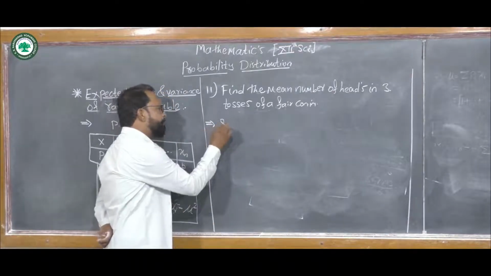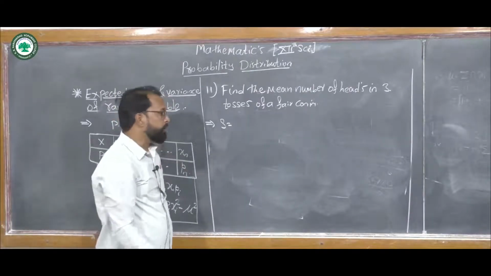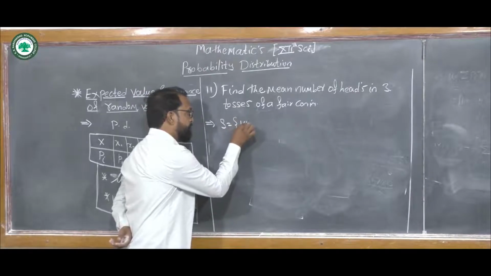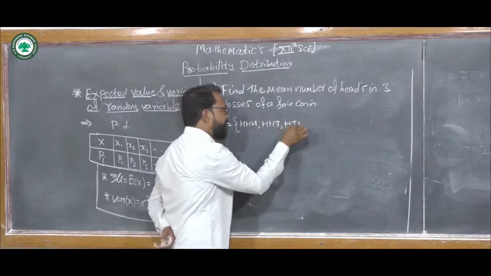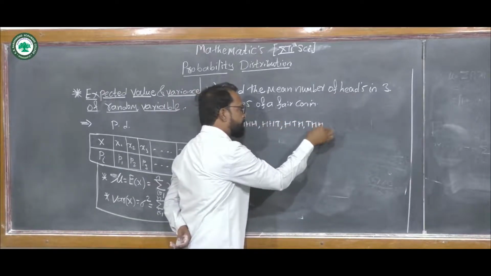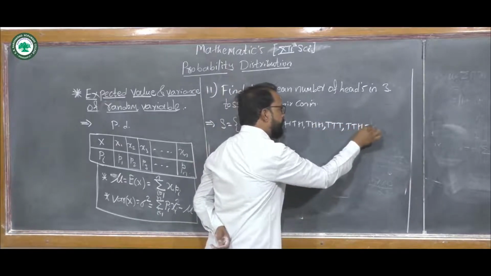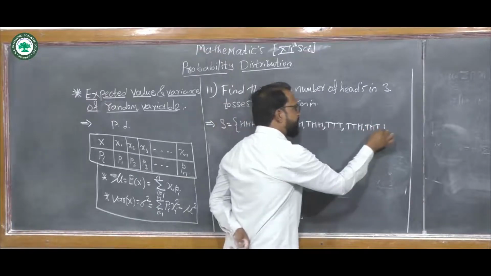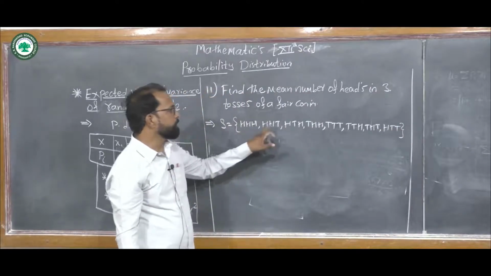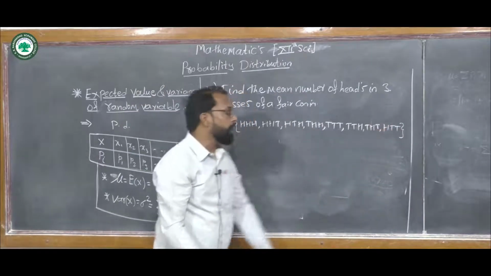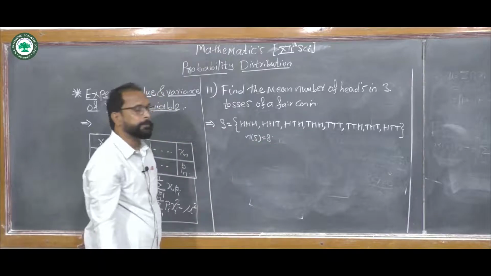Now we know that the sample space for tossing 3 coins, or 3 tosses of a coin, is S equals to HHH, then HHT, HTH, THH, then TTT, TTH, THT, HTT. These are the 8 outcomes: 1, 2, 3, 4, 5, 6, 7, 8 outcomes for tossing a coin 3 times. That is, n of S is 8.